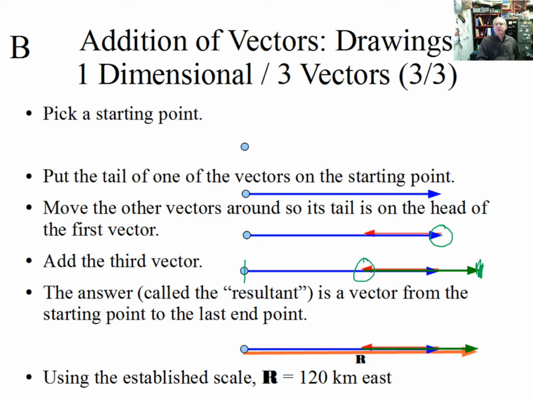I end up to the right, as is indicated by the bold red resultant vector right there. Given our scale, that red vector is 12 centimeters long, which would represent 120 kilometers. Now, if you actually measure it on the screen, it's not 12 centimeters, it was 12 centimeters in the drawing that I had done. Now let's go to two dimensions.